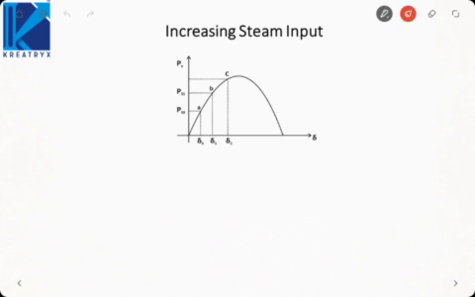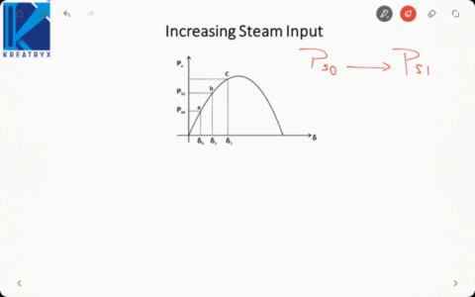So the first case is when we increase the steam input of the machine suddenly. In all the cases of different types of faults, we will consider the steam input as constant. So this is for illustration purposes that we are considering that the shaft input of the machine has been increased suddenly. Initially the shaft input of the machine was PS0. It has been increased suddenly to PS1.